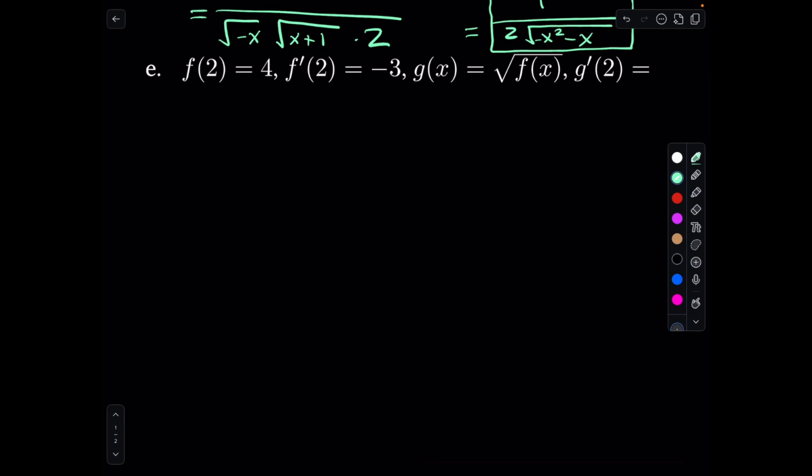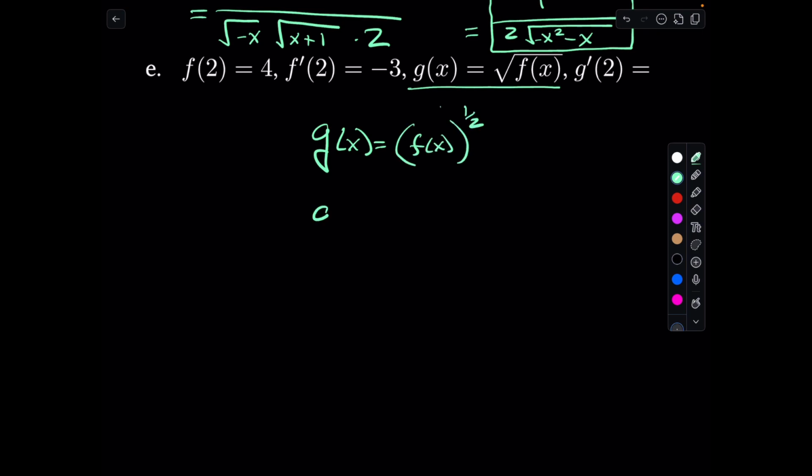Oh, a couple more here. So this one, what in the world? Well, in this case, we're given that g of x is equal to the square root of f of x. Let's try again. So g of x is f of x raised to the 1/2 power. So g prime of x will be 1/2 times f of x raised to the negative 1/2 power times f prime of x. So that's using the chain rule.